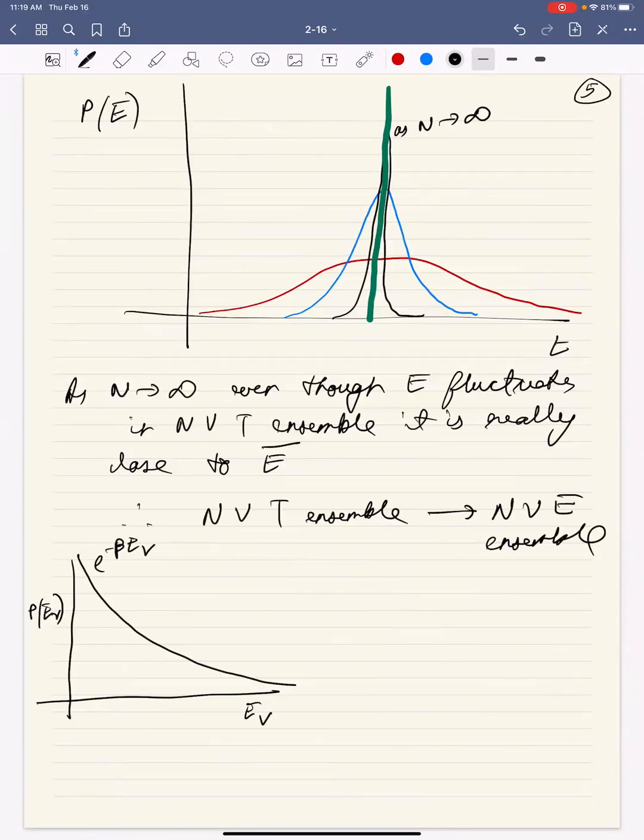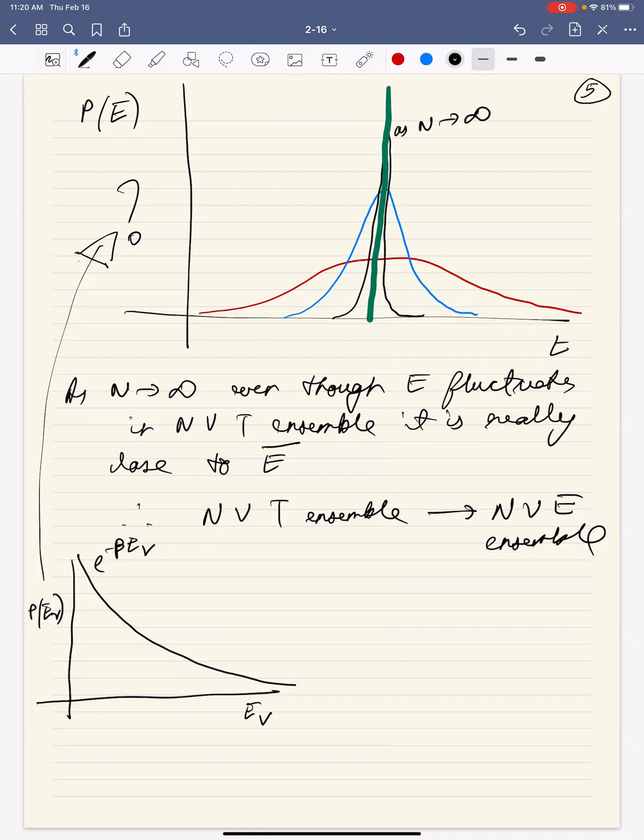Where did that come from? Can anyone help me here? How did I go from this curve to this curve? Huh? Yeah, exactly. Kinjal is exactly in the right point.